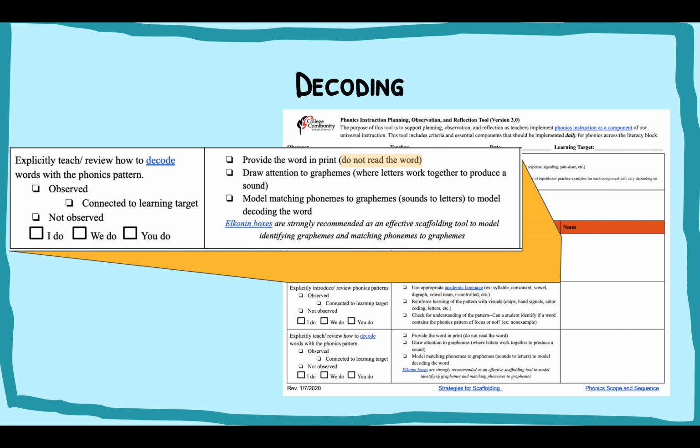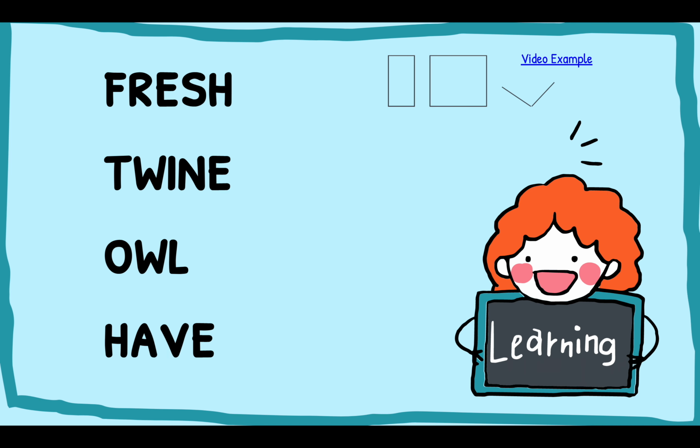As you're going through decoding, what you're doing is drawing attention between the graphemes, the letter patterns, and the phonemes, the sounds. And you're modeling how to match those sound symbol correspondence. Elkonin boxes can be a great way to do that. I'm going to go ahead and model my thinking, my routine of how I teach kids how to decode. That doesn't mean that my routine has to be your routine. There's lots of different ways to do it. But just in case it's helpful, you can see my approach and hear how I structure my language.